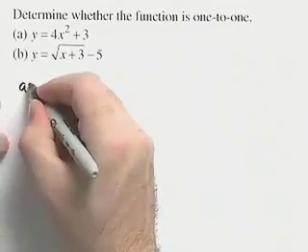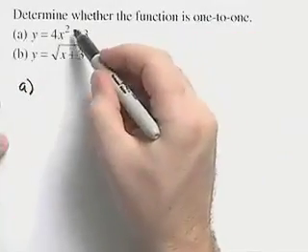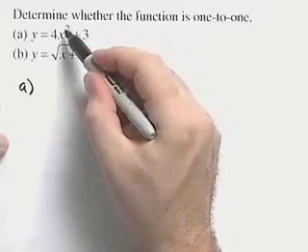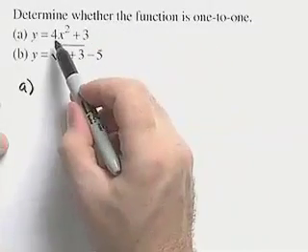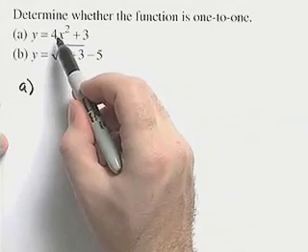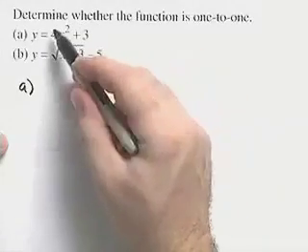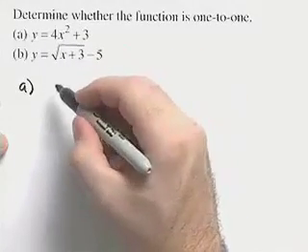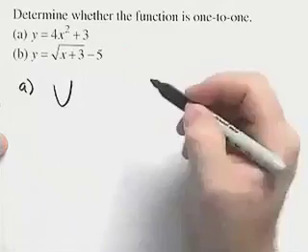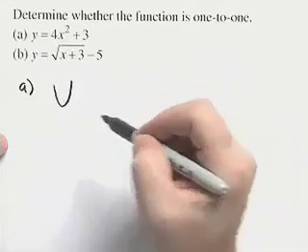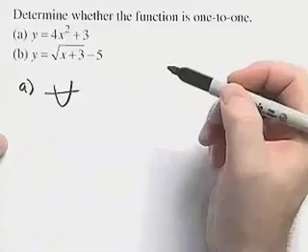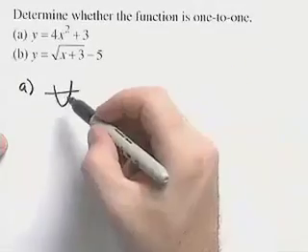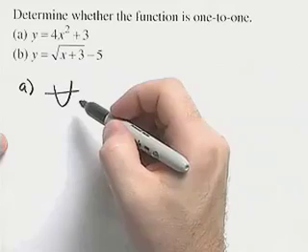If we begin with A and consider this function, we see that this is a quadratic. We know that the graph of a quadratic is a parabola, and the parabola could open up or down. In this particular case, our leading coefficient is positive, so we know that the graph of this function is going to be a parabola that opens up. So the graph will look something like this. If we want to use our horizontal line test with the graph, we can see that the horizontal line will pass the graph in more than one spot. So this function is not one-to-one.